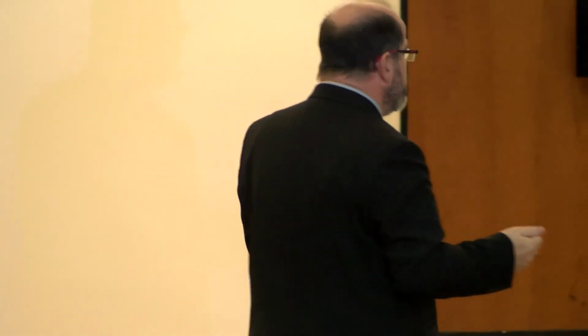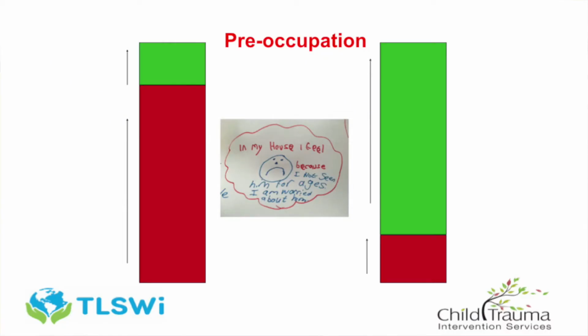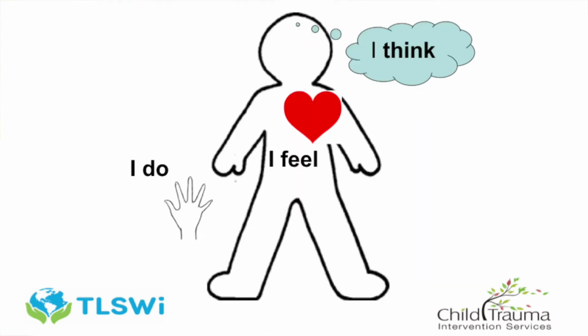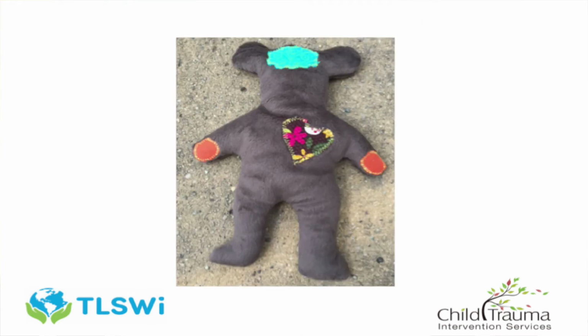So therapeutic life story work is a really wonderful thing to do in that way too. We work with children through preoccupation. We work a lot through feelings and emotions. We have things like this. This is our Think, Feel, Do Bear. We love our Think, Feel, Do Bear. A Think, Feel, Do Bear basically is our ability to reflect on and our ability to reflect in action.